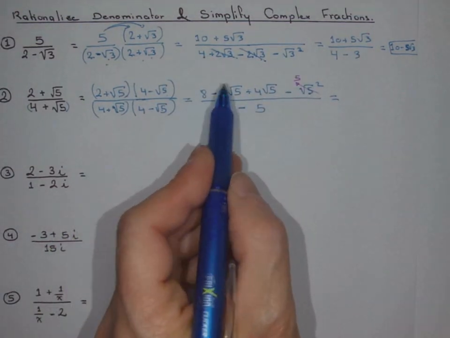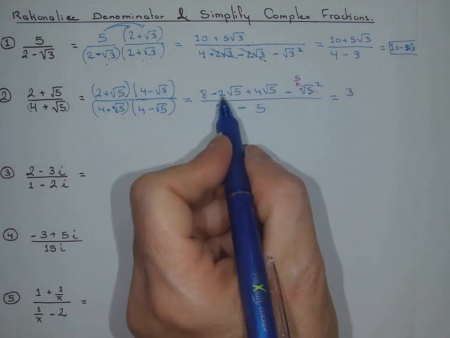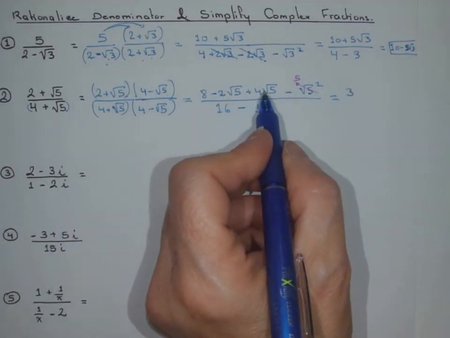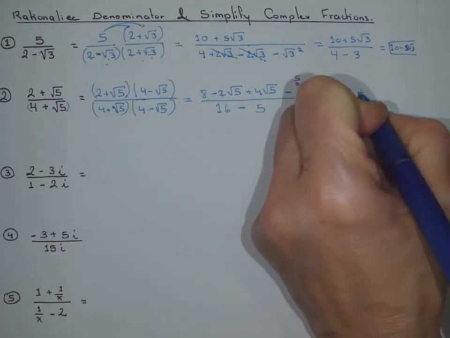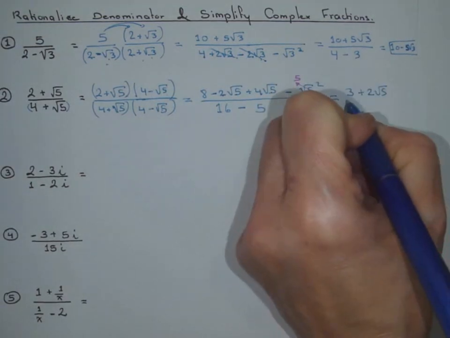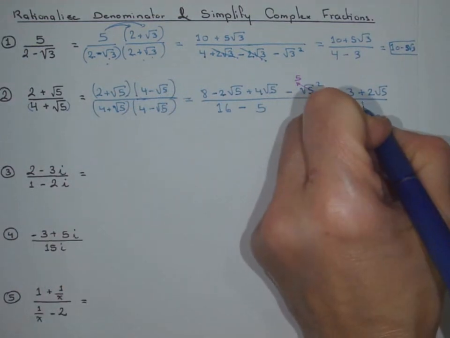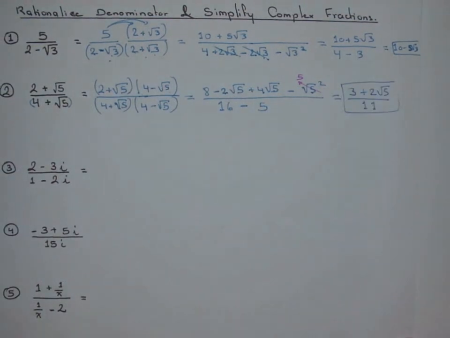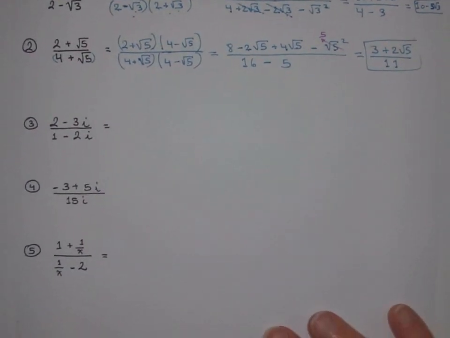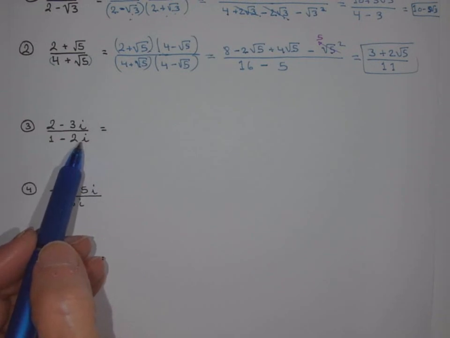So now I have 8 minus 5 is 3, and then negative 2 square root of 5 plus 4 square root of 5. So I have negative 2 of them plus 4, that's a positive 2 square root of 5, all over 16 minus 5, which is 11. And that's as far as it can be simplified. So there we go. Alright, so what is different when we have actually an i, a complex number?